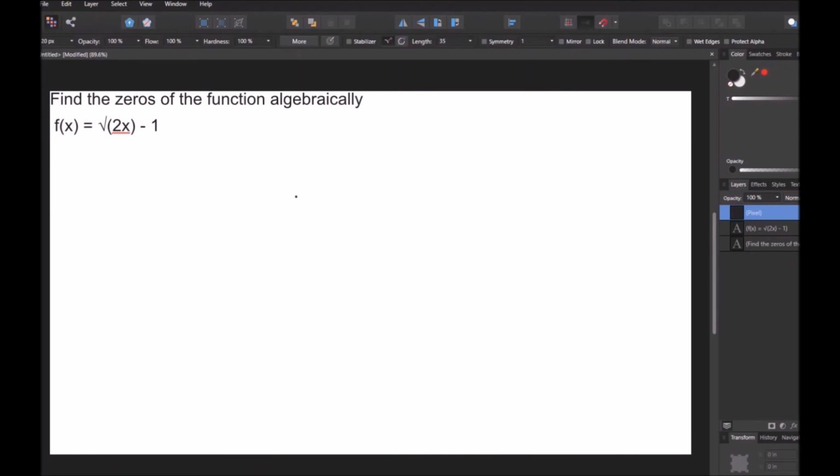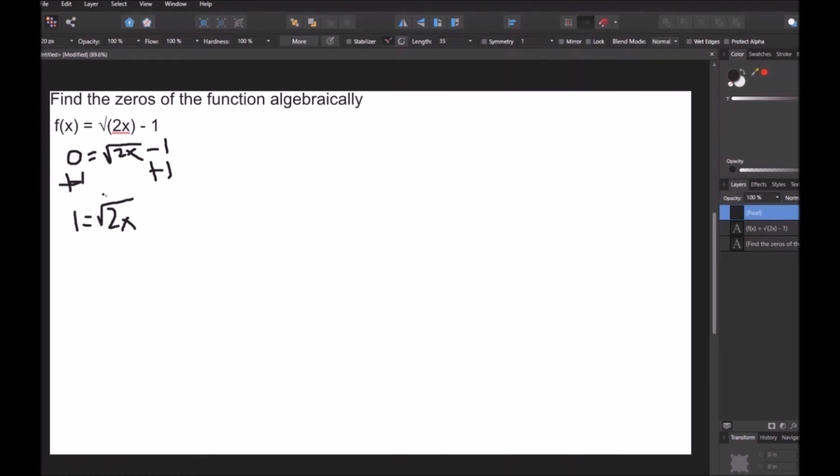Okay, so in this next problem, we're once again asked to find the zeros of the function algebraically, and this time our function is f of x equals the square root of 2x minus 1, but only the 2x is underneath the square root. The minus 1 is out of the square root. So once again, I'm going to replace f of x with 0. So I have 0 equals the square root of 2x minus 1. I'm going to add 1 to both sides, and now I have 1 equals the square root of 2x.